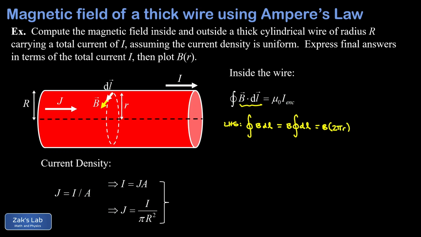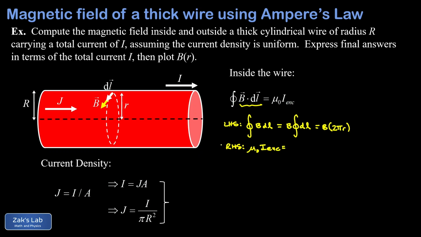And that's always the essence of the trick with Ampere's law. We want to pick an Amperian loop that has so much symmetry that this intimidating looking path integral reduces to something trivial. Now the right-hand side is actually the tricky side. On the right-hand side, I have mu naught times I enclosed.